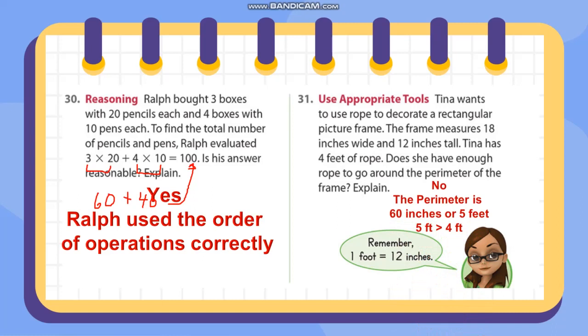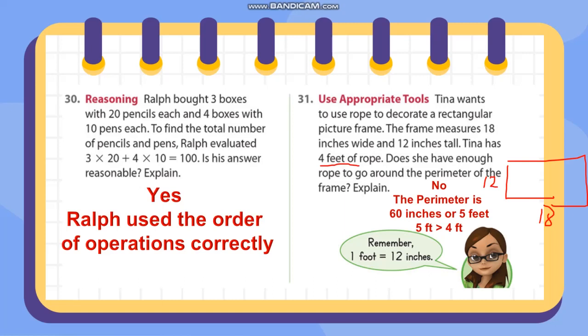So let's analyze it one by one. So if this is the picture frame, the measurement of the picture frame is 18 inches wide and 12 inches tall. So 18 by 12. And Tina has a 4 feet rope. So for example, this is 18 by 12. Tina has a rope of 4 feet. Does she have enough rope to go around the perimeter?